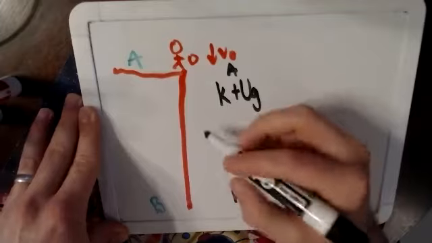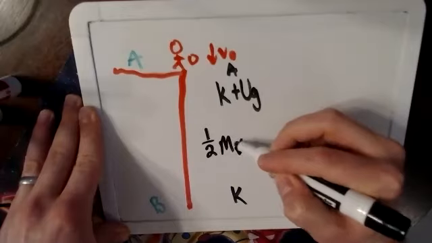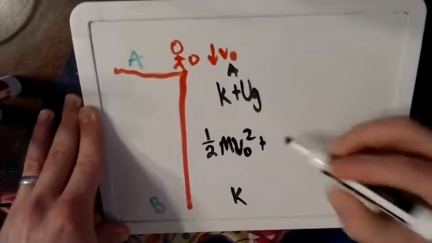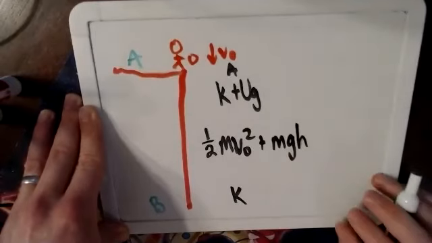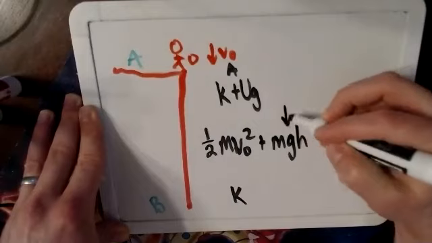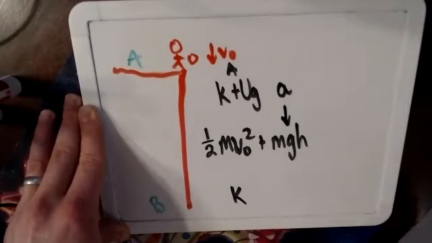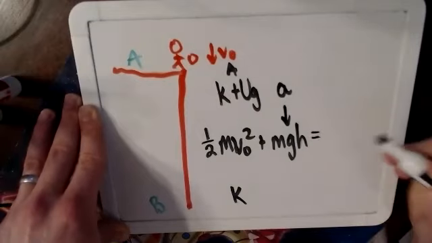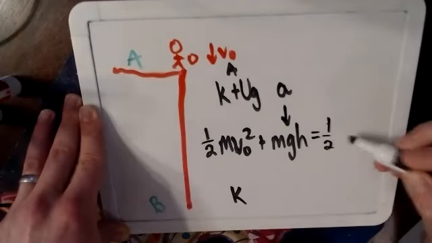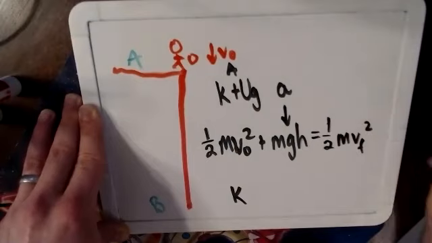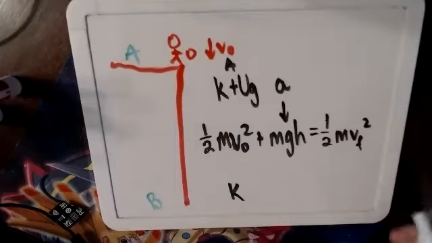I then start talking about what I know. And I would say at location A, I have 1/2 mv0 squared plus mgh. I said delta y, but we'll just do h, it's easier. Note that g is a specific acceleration. This is just a nice constant 10 for us, although some people like that 9.81. And then I set that equal to whatever velocity it strikes the ground with, and that would be 1/2 mvf squared. Noting that the mass of the ball doesn't change along the way.